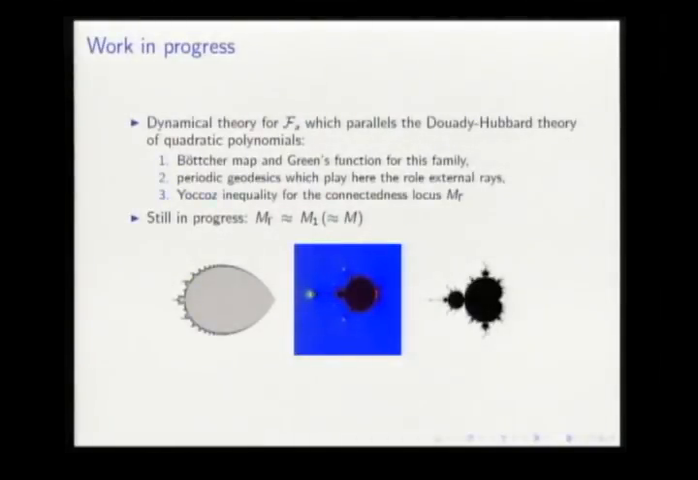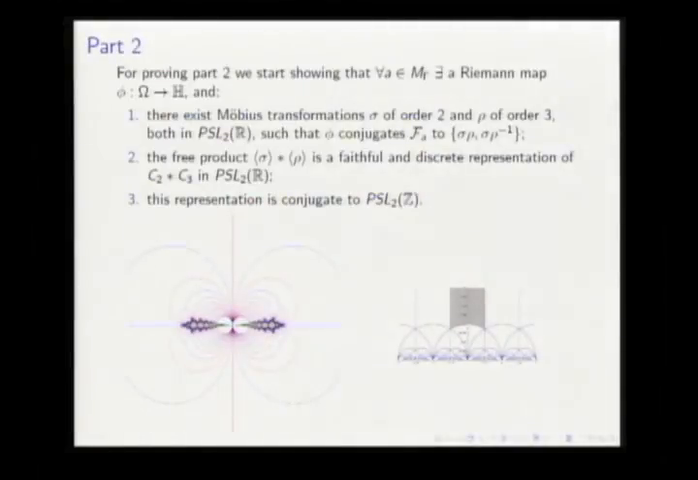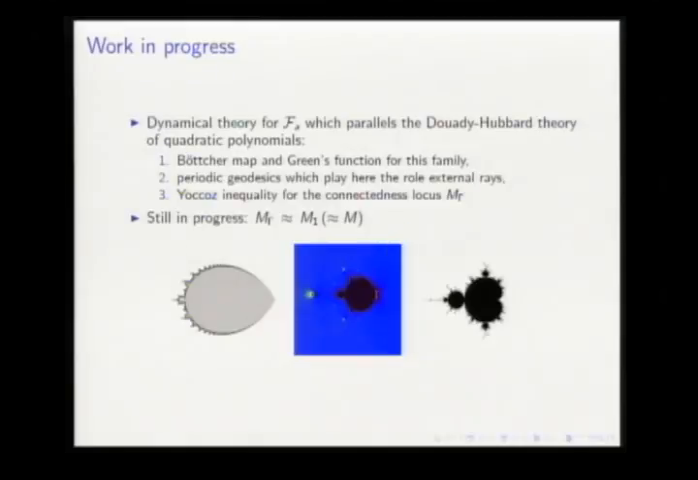The last thing I want to say is that what we're working on now, we actually develop a dynamical theory for this family, which parallels the Douady-Hubbard theory of quadratic polynomials. We have the Böttcher map, which is exactly the Riemann map. And having the Böttcher map, you can define a Green function. We don't have external rays, but we have periodic geodesics, and they play more or less the same role. And we can prove a Yoccoz inequality for the disconnectedness locus. And why do we care about a Yoccoz inequality? Because the conjecture was that my connectedness locus is homeomorphic to the Mandelbrot set.